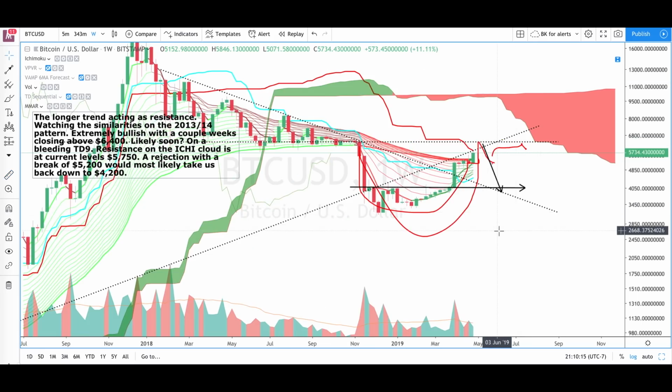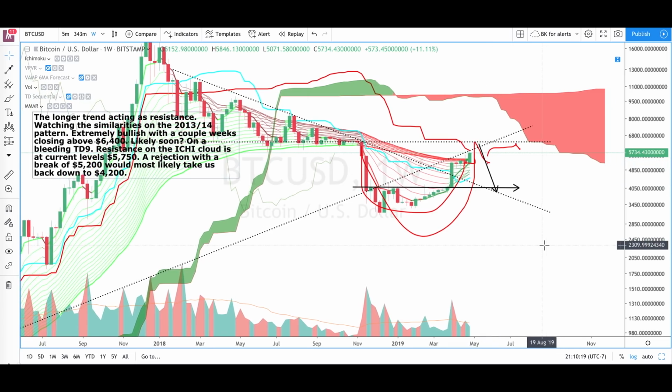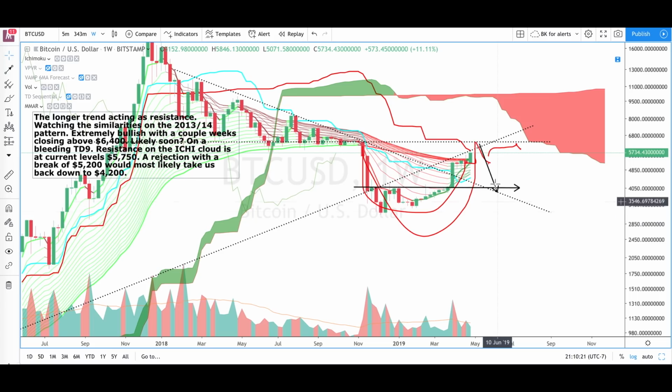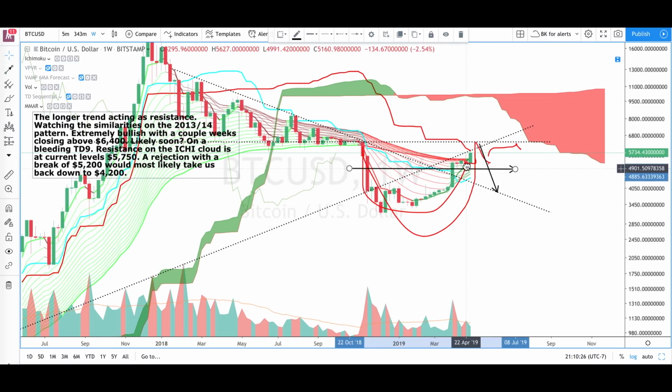So where would I start getting concerned on the cup and handle and whether or not that's going to get completed in that time frame? Well, if we break below where this support looks to be right now, somewhere in that $5,100, $5,200 range, then the most likely area for support comes back down into here, which is back in that $4,000 area.